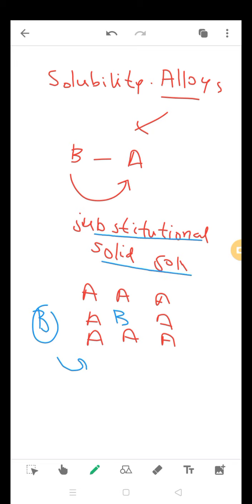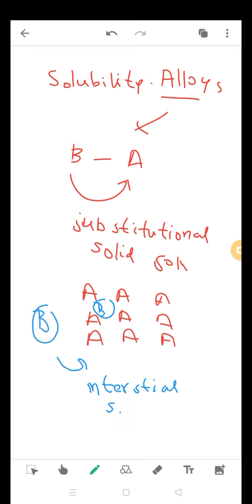Apart from that, it may so happen that instead of doing this, the B may enter an interstitial position. So then that will be called an interstitial solid solution. Now we shall mainly discuss substitutional solid solution right now, and later on we will go into the interstitial solid solution.